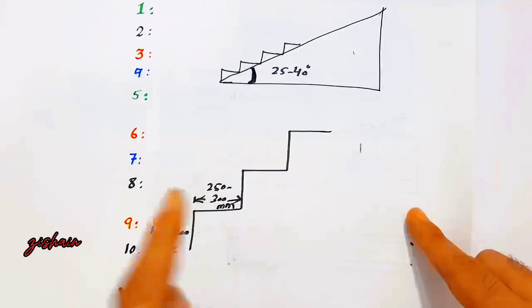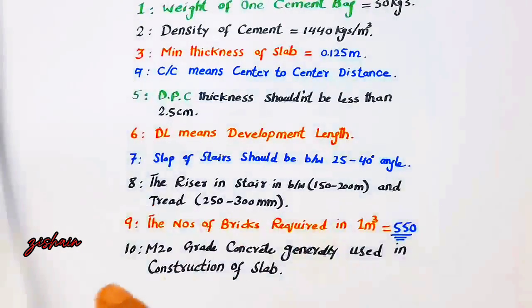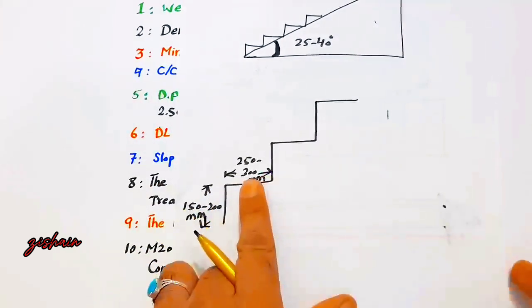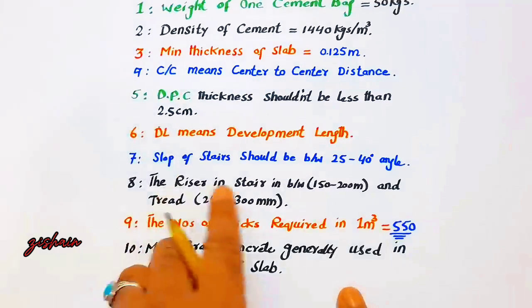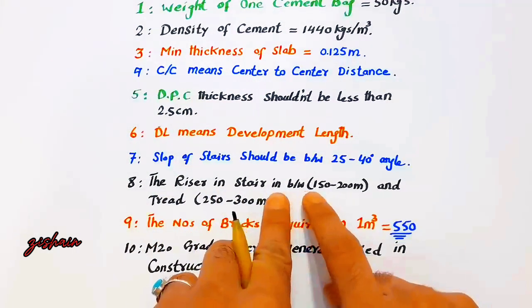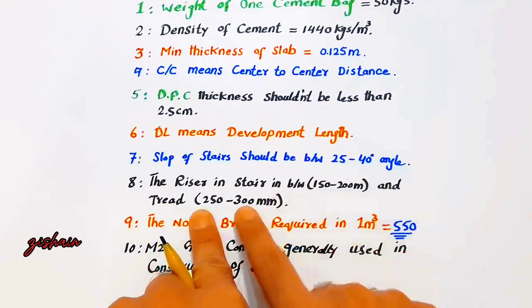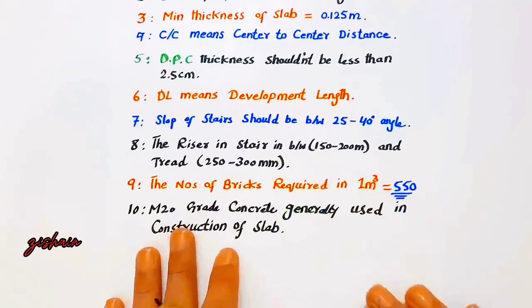Right, this one. The vertical is the riser, the horizontal is the tread. The riser is between 150 to 200 mm and the tread is 250 to 300 millimeter. This is very important and useful.